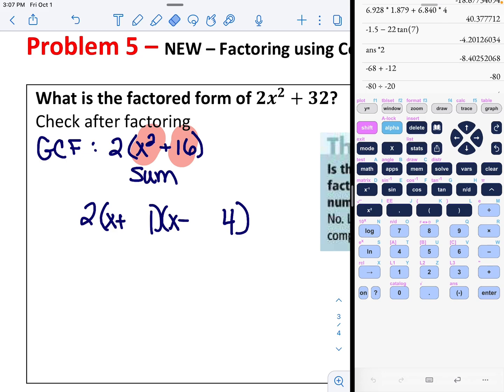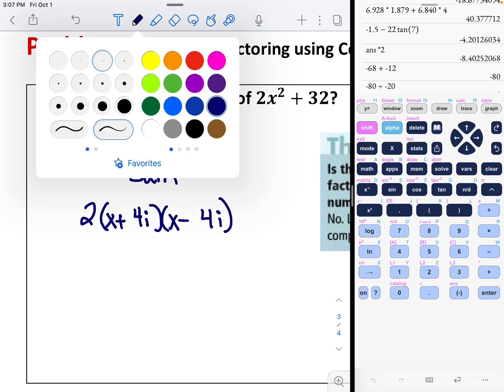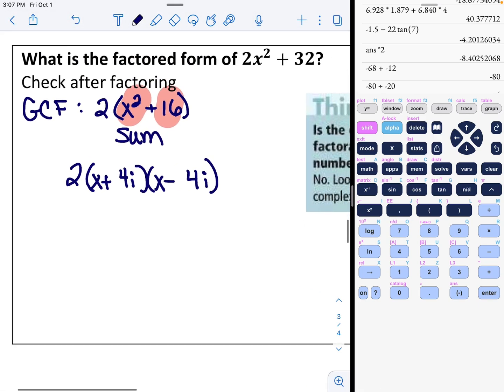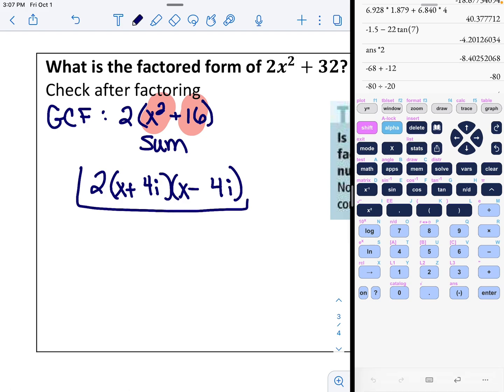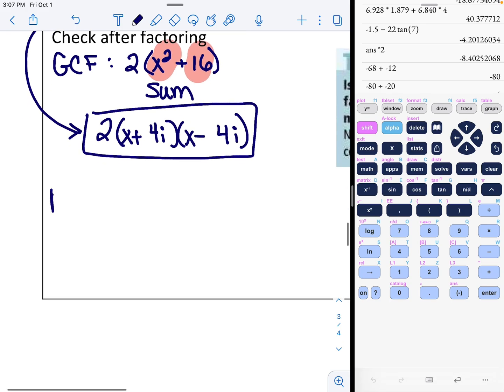However, let me move that forward just a little bit. You must put an imaginary label on the second numbers. Now you might say, how come? Why is that? Well, let me show you. So number 1, this is the factored form. They asked what the factored form is. There it is. Number 2, here's the proof.